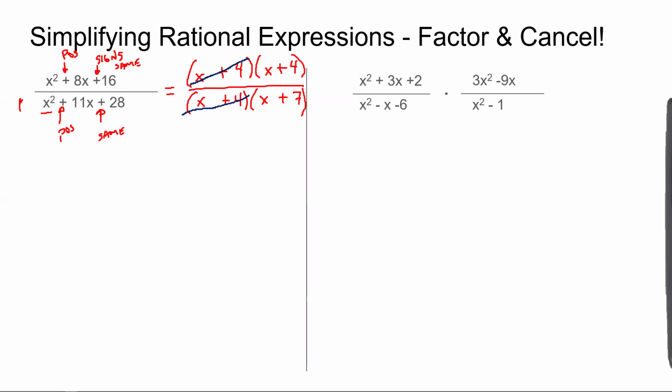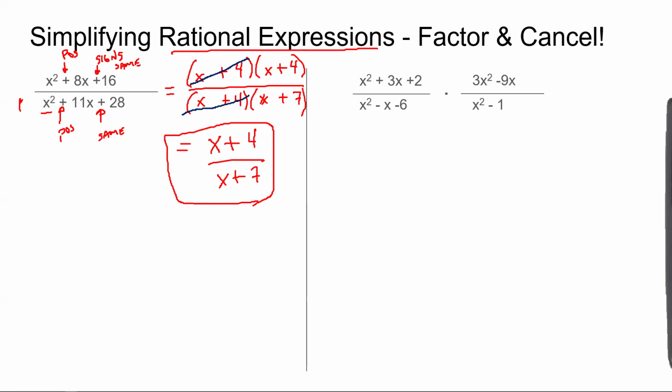It would be good to just check and see if anything cancels. And of course, it doesn't. Again, it looks like a lot of people would want to cancel those x's. You can't do that, same reason, right? That's part of a bigger thing, and you gotta root that out before you can go canceling stuff. So I'm left with an x plus 4 on top and an x plus 7 on the bottom. And anytime you can factor and cancel in a rational expression, that's a good day.